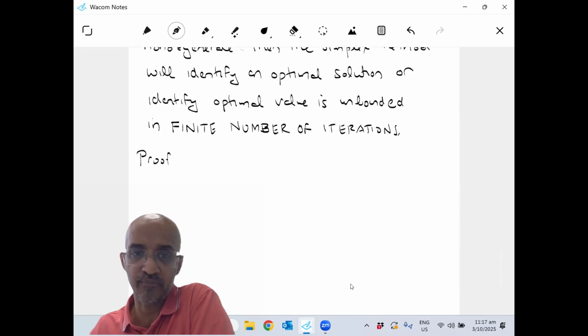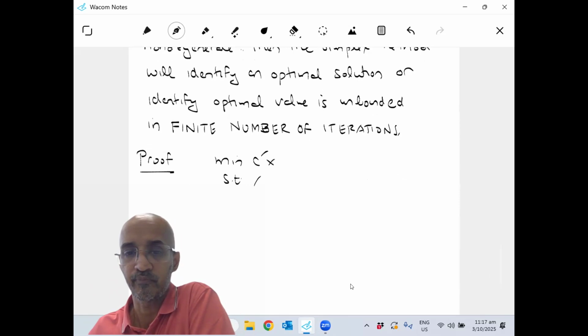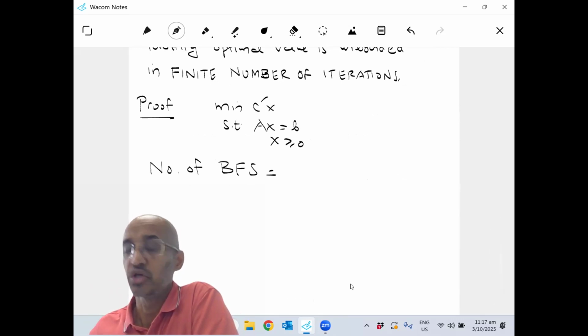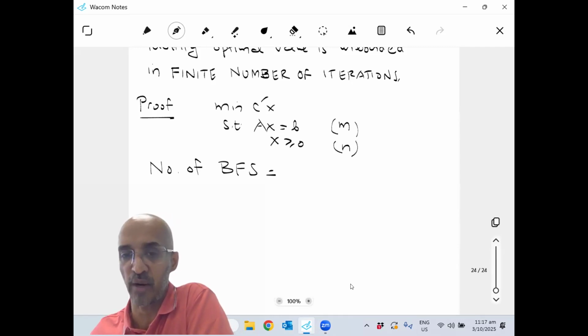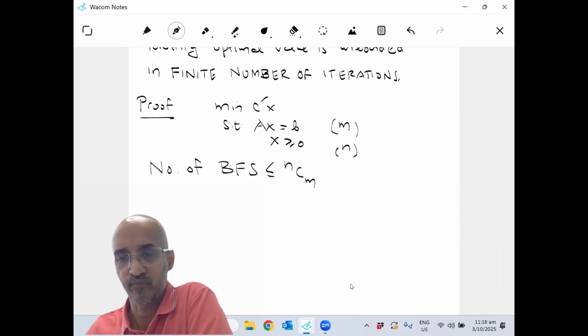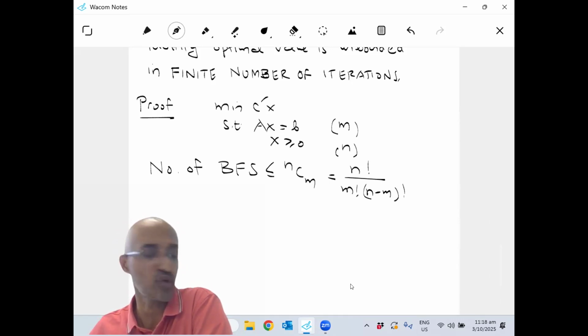So why is this the case? Think about your standard form LP. My number of basic feasible solutions is bounded. There are m equalities and n non-negativity conditions. We have seen this bound: the number of basic feasible solutions is always upper bounded by n choose m, which is n factorial by m factorial by n minus m factorial.